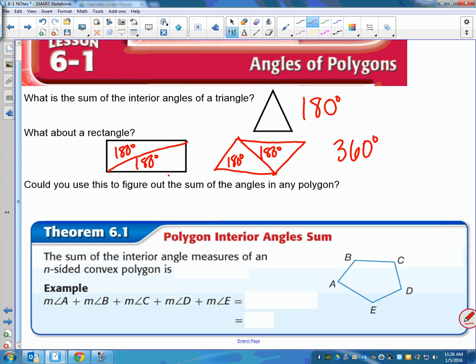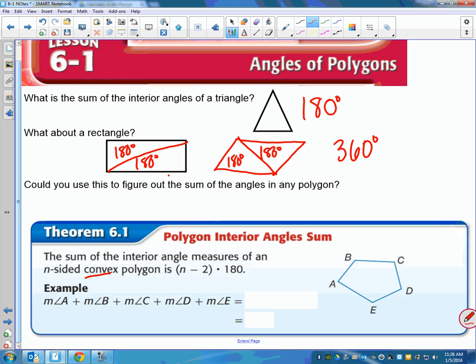For any n-sided, very important, convex polygon, do you remember the difference between convex and concave? Concave caves in, right? Convex doesn't cave in. You can take n minus 2, where n is the number of sides, and multiply that by 180. That's because in a 4-sided figure, you can make 2 triangles out of it. In a 10-sided figure, you can draw 8 triangles. No, non-overlapping triangles.